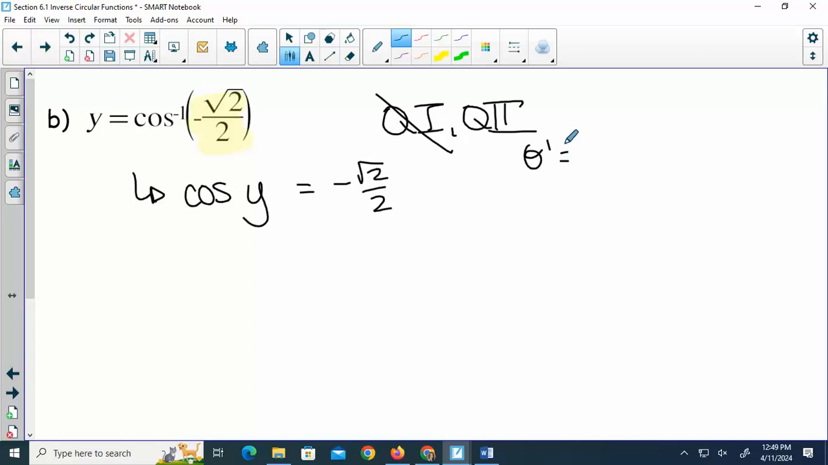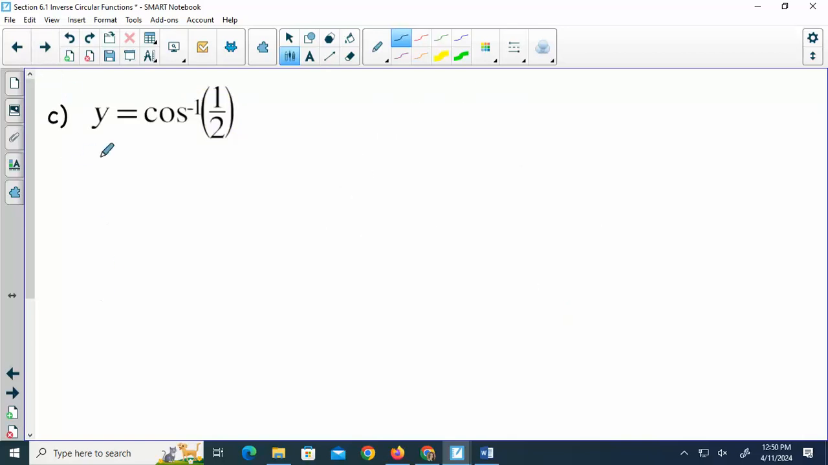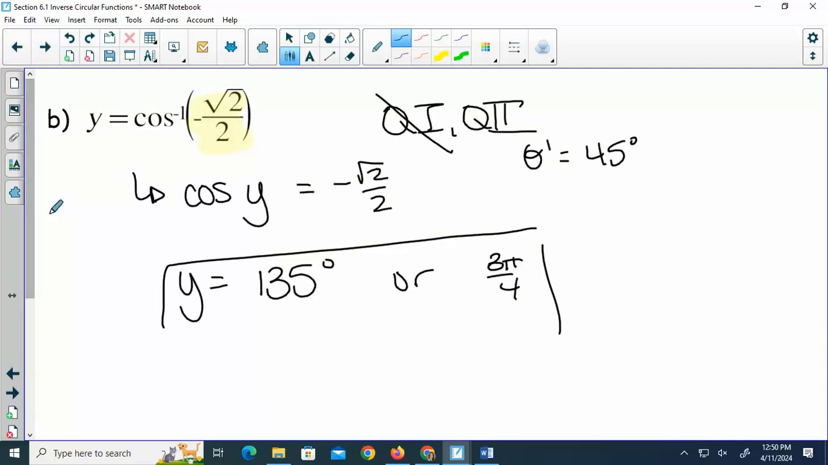Reference angle. When is cosine radical 2 over 2? 45 degrees. So, 45 degrees in quadrant 2 is 135, or if I had said you were in radians, 3 pi over 4. So I would specify in the directions if it were degrees or radians. If I didn't, you could give me either. You can't give quadrant 4 because that would be in quadrant 4. How did we get 135 from 45? It's 180 minus 45.